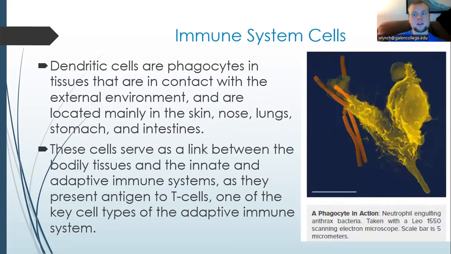Dendritic cells are also phagocytes. We mainly find these in the areas exposed to the external environment, so the skin, the nose, the lungs, the stomach, and the intestines. These are going to be a link between the body tissues and the innate immune response. So they are able to present antigens to T cells. So they are part of the adaptive immune response if they are able to take in a pathogen and are able to present that pathogen on the surface of the cell.